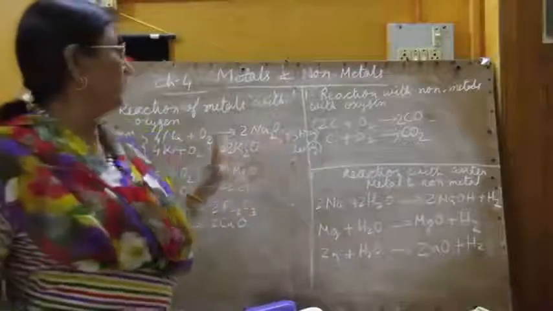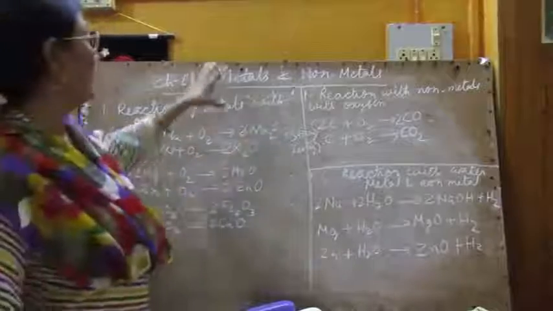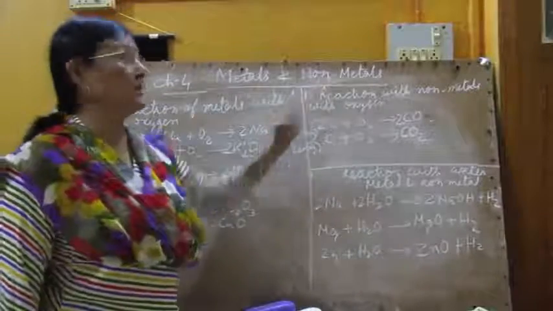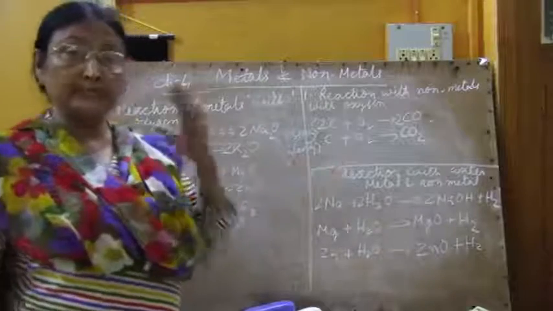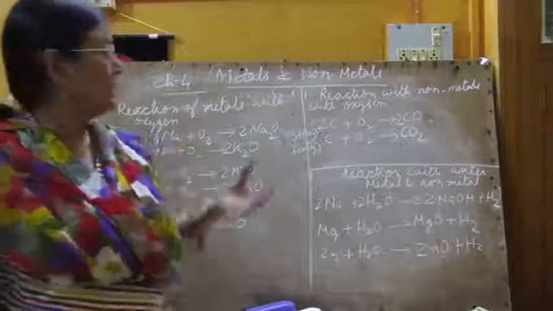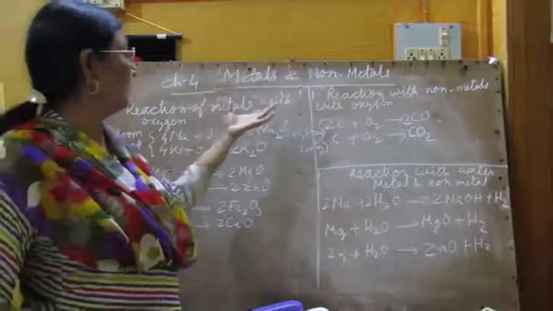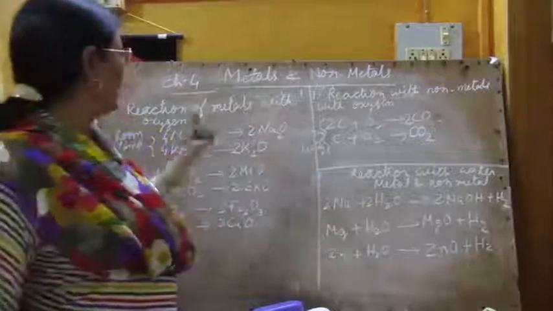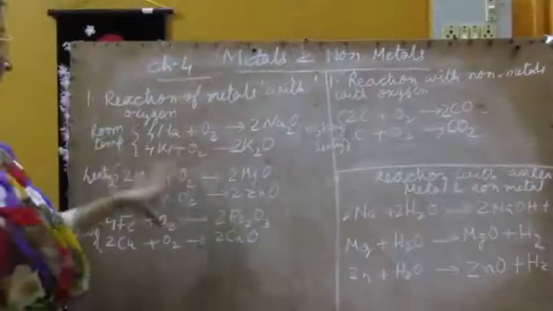In my last video I already explained the physical properties of metals and non-metals, because our chapter is metals and non-metals, and we are going to discuss their properties. We already discussed the physical properties. Now I gave some hint about the chemical properties of metals, reactions with oxygen. Today I am going to explain in detail.